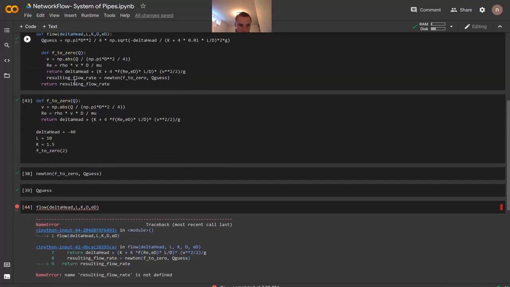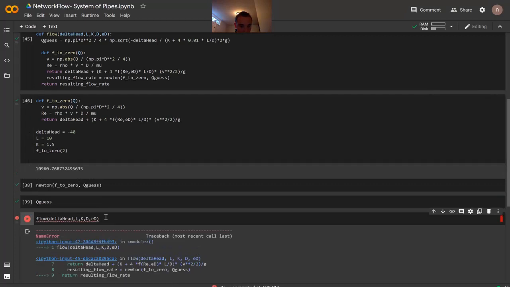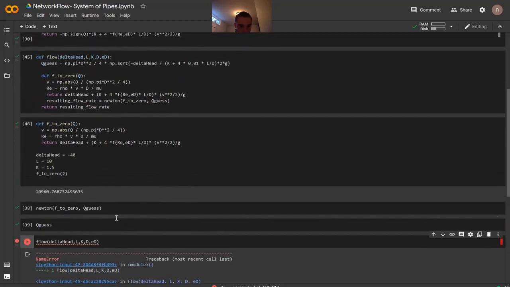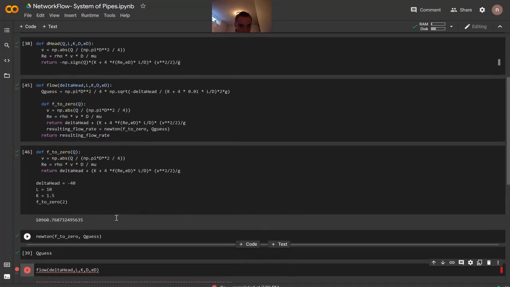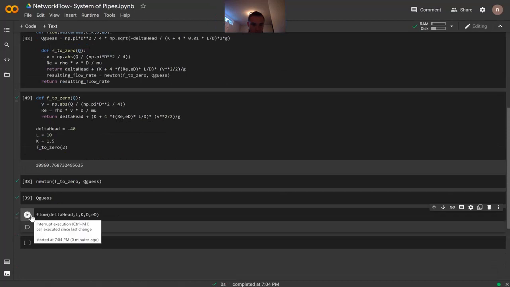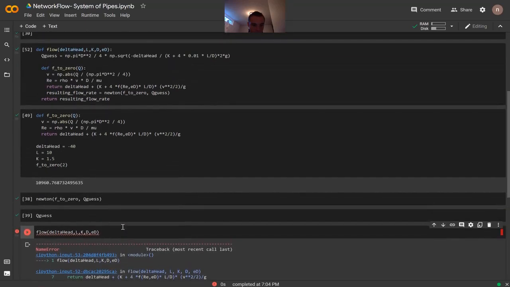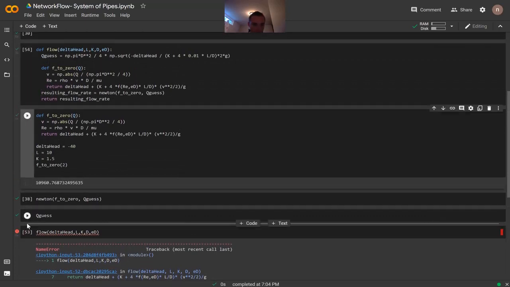Resulting flow rate is not defined. Do we run that? Do we calculate it? Resulting flow rate equals Newton. Yes, okay, it should be defined. Okay, so it seems to be working now. I'm not sure. Okay, resulting flow rate is not defined. Okay, this needs to be indented. Now I believe it should work.